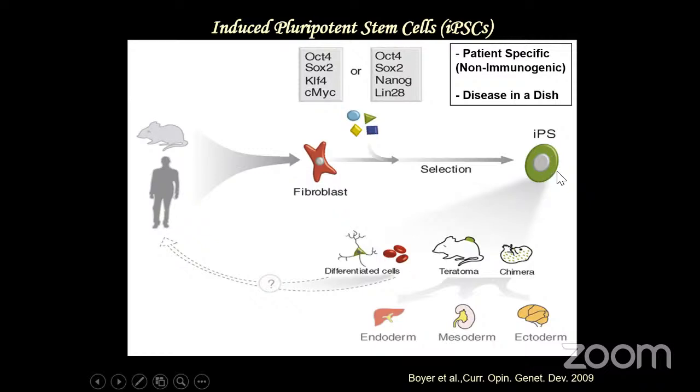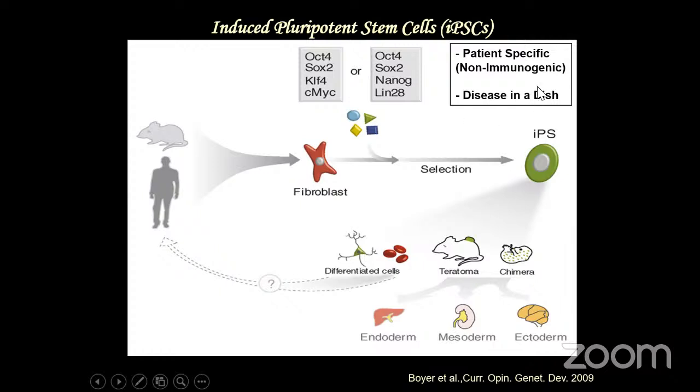The other advantage of these is that not only are they patient-specific, which makes them non-immunogenic, but if you have any genetic disorder, the same gene signature is written in them, because the nuclear material is coming from the same patient. The cell is coming from the patient, it is patient-specific, and the nuclear material being the same, the same defect is also recapitulated.